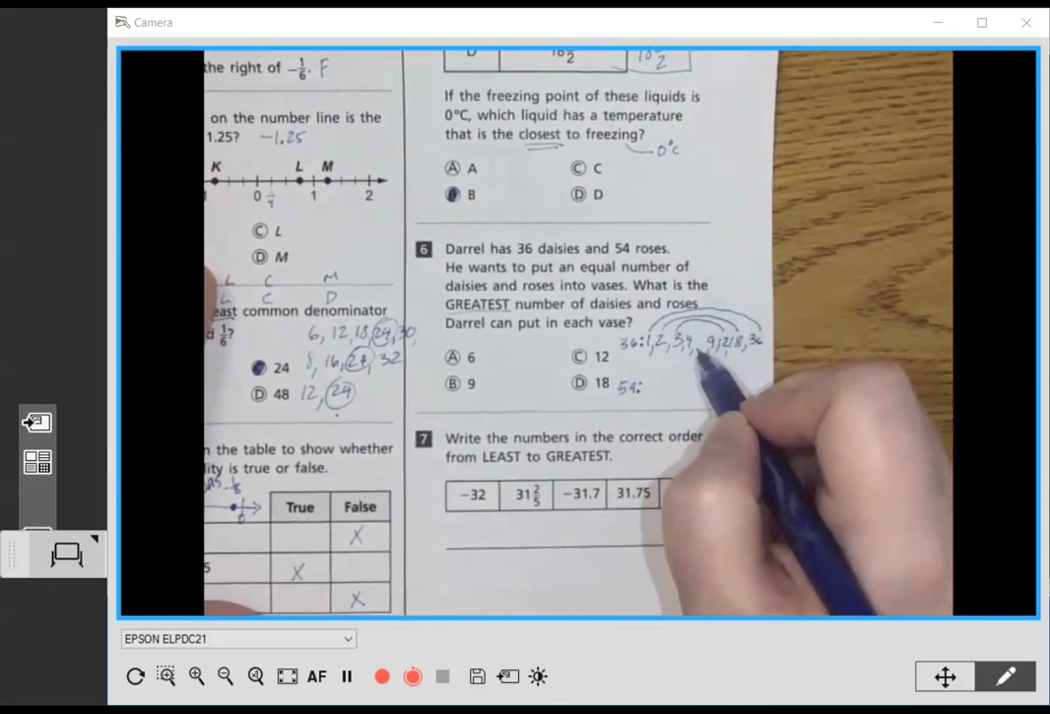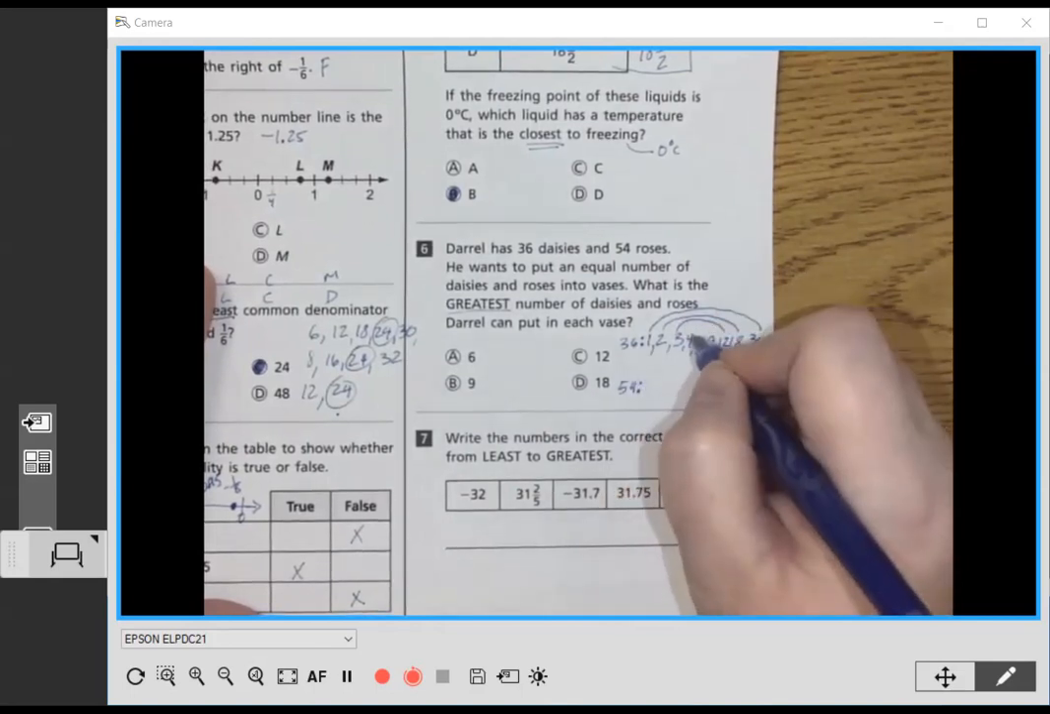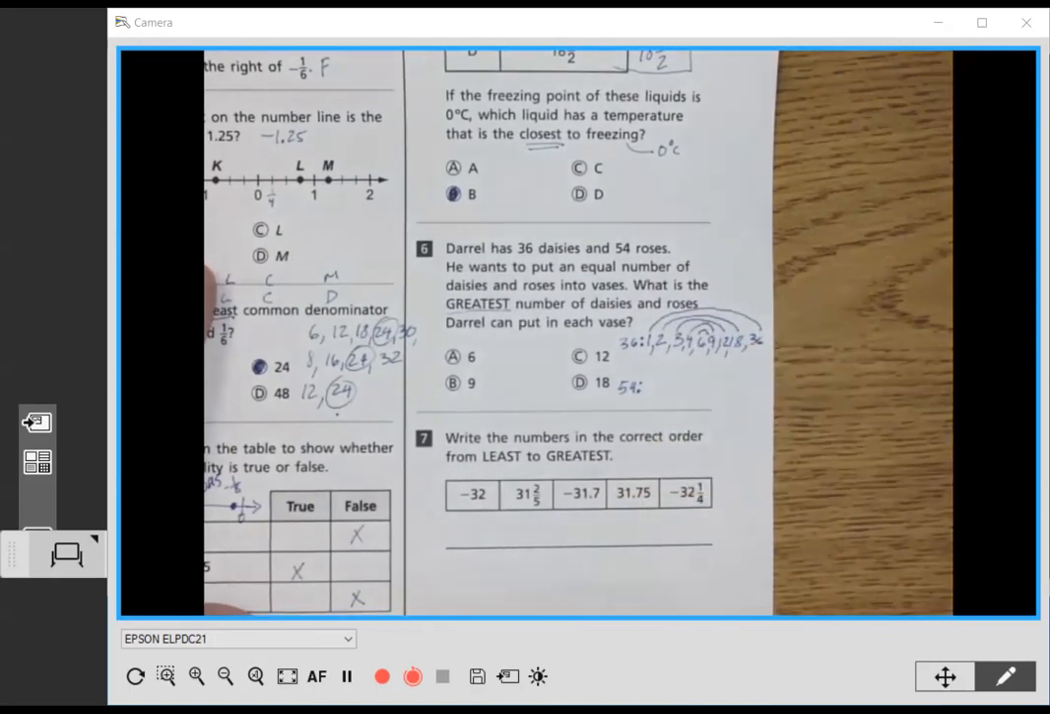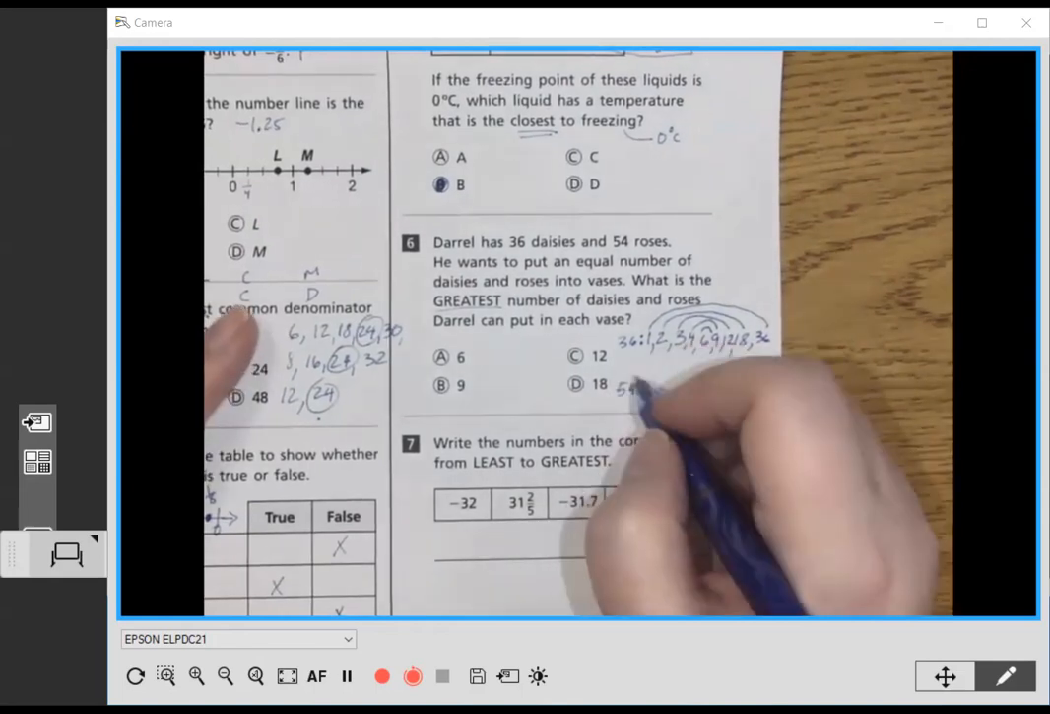And then 5, it's not divisible by 5, because it doesn't end in a 5 or a 0, but it is divisible by 6. 6 times 6 gives us 36. So these are all of the factors of 36. And then we'll list all of the factors of 54.